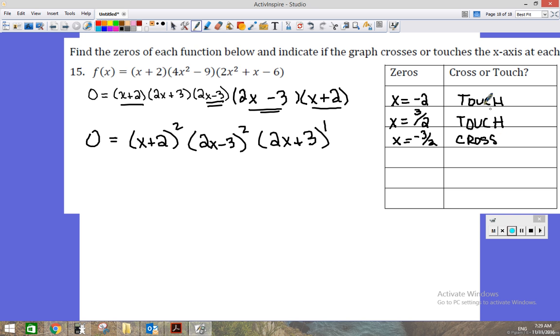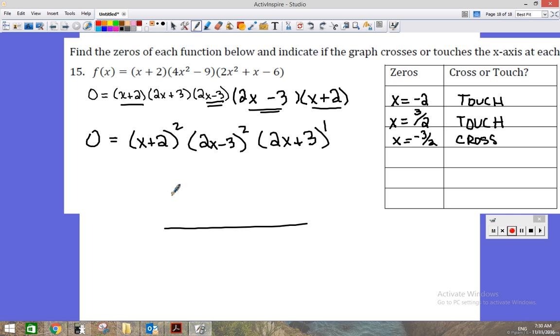What that means, this is describing how the graph intersects the x-axis. With a touch, we're saying that it comes down and touches it and goes back up, from above or below. So at -2, it's doing one of those things, and the same at 3 halves.